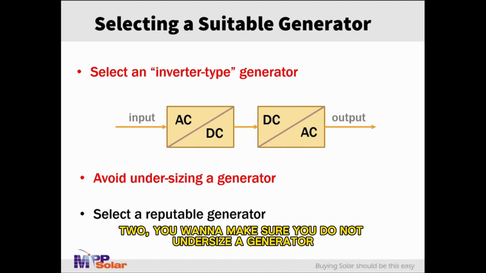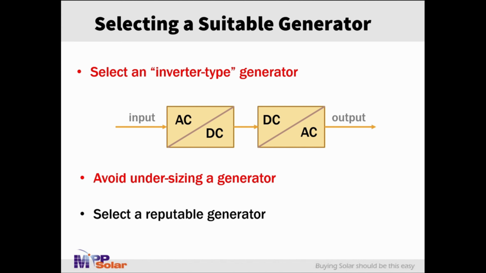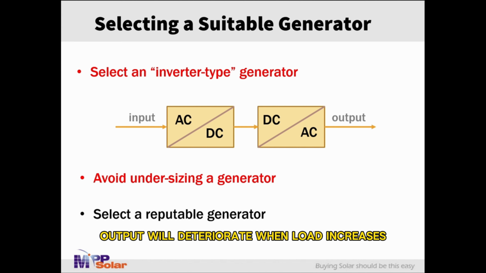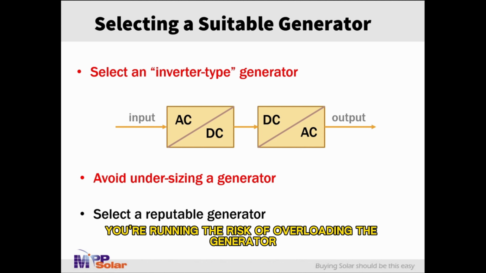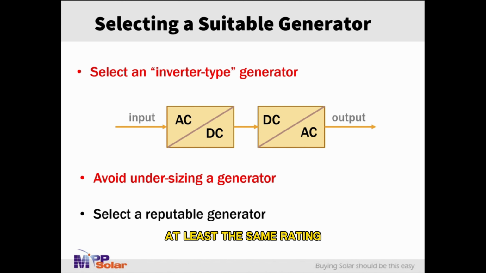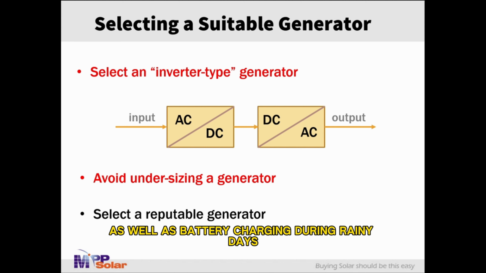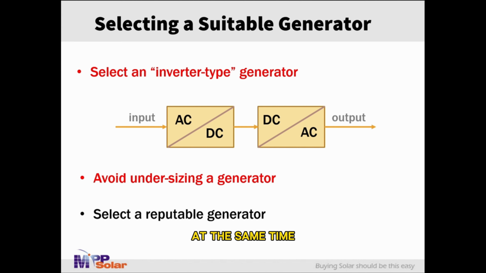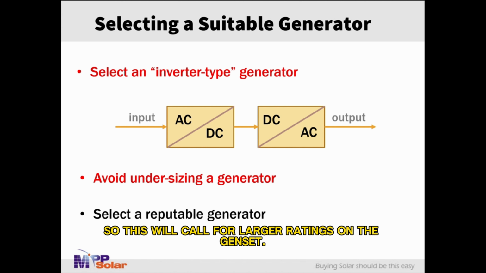2. You want to make sure you do not undersize a generator. Remember, all generators' output will deteriorate when its load increases, so when you have a small generator relative to the inverter, you're running the risk of overloading the generator, and then naturally this will lead to rejection. This is why we recommend using a generator that is at least the same rating or preferably 50% larger than the inverter to best meet your expectations. After all, you may want to run load as well as battery charging during rainy days at the same time, so this will call for larger ratings on the genset.